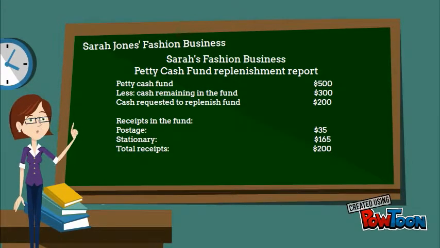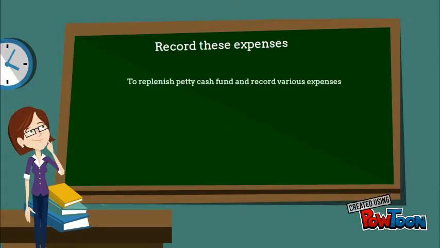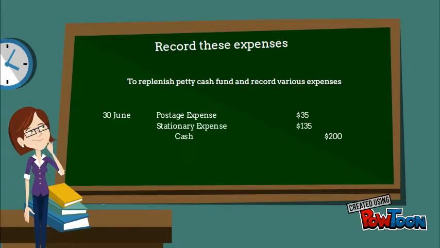In Sarah's case, she has used the fund to pay for postage and stationery, and her total receipts are $200. She therefore has to note that there is $300 remaining in the fund and that she needs $200 to replenish the fund. This then needs to be recorded. In this case, postage expense and stationery expense are debited for the individual amounts, and cash is credited for the total expenses for the petty cash fund.